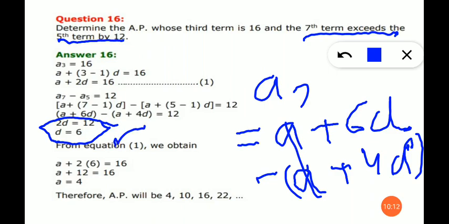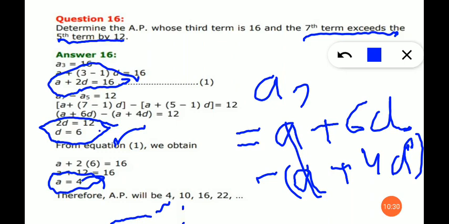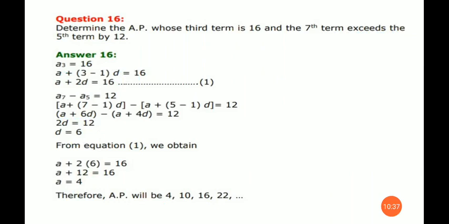So we get one value, the common difference. We will substitute the value of d in equation 1, that is a plus 2d is equal to 16, and we get a is equal to 4. So what will be the AP? First term will be 4, next term will be 4 plus 6, 10, then 10 plus 6, 16, then 16 plus 6, 22, and so on. This way, we can find the AP of the sequence when we are given a few related things of the AP.